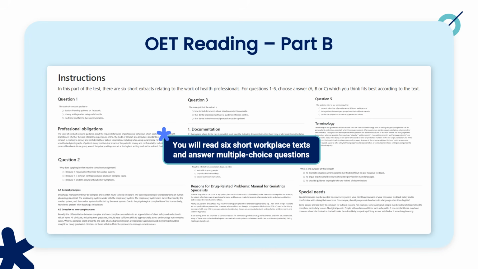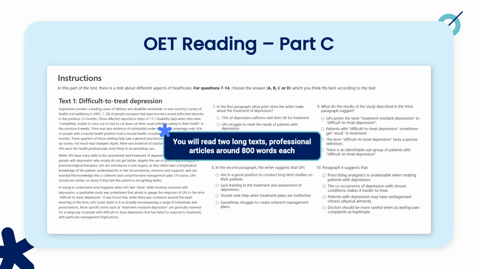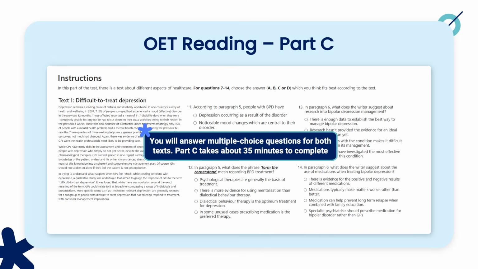In Part B, you'll read 6 short workplace texts and answer multiple choice questions. Part B takes about 10 minutes to complete. Finally, in Part C, you'll read 2 long texts, professional articles around 800 words each, and answer multiple choice questions for both texts. Part C takes about 35 minutes to complete.